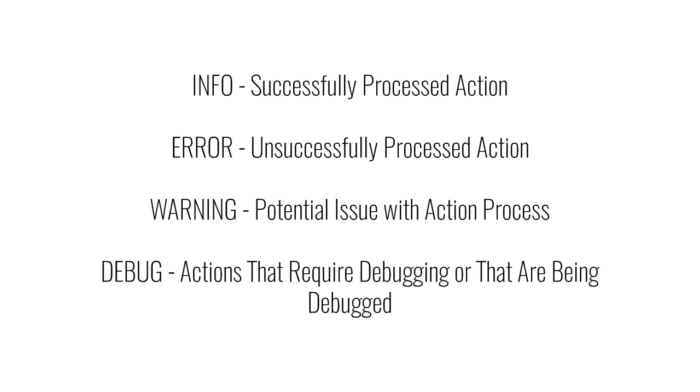A successful transmission of a message is logged as an info level message. An unsuccessful transmission is logged as an error level message. If there is a possible issue with a connector action, the level message will render as a warning level, and if the action needs to be debugged or is undergoing debugging, it will log as debug.